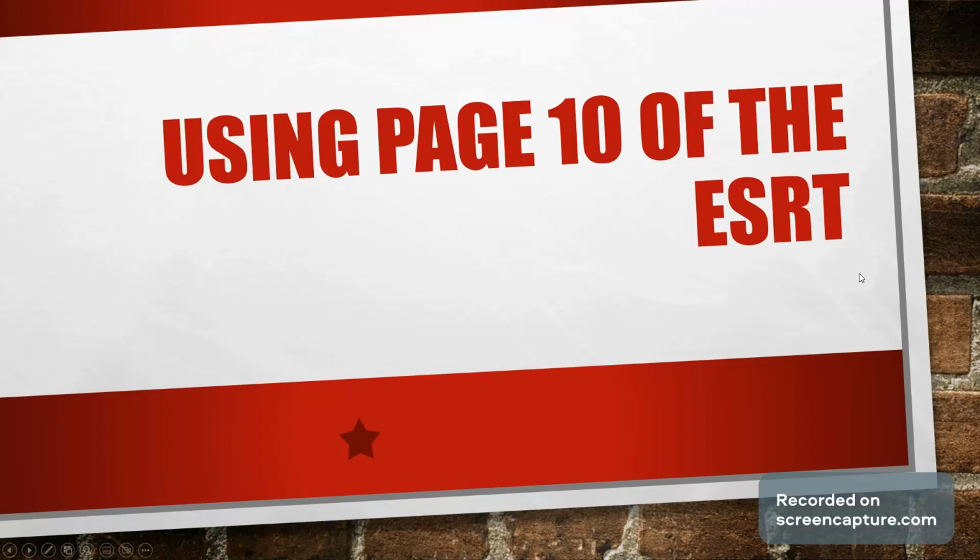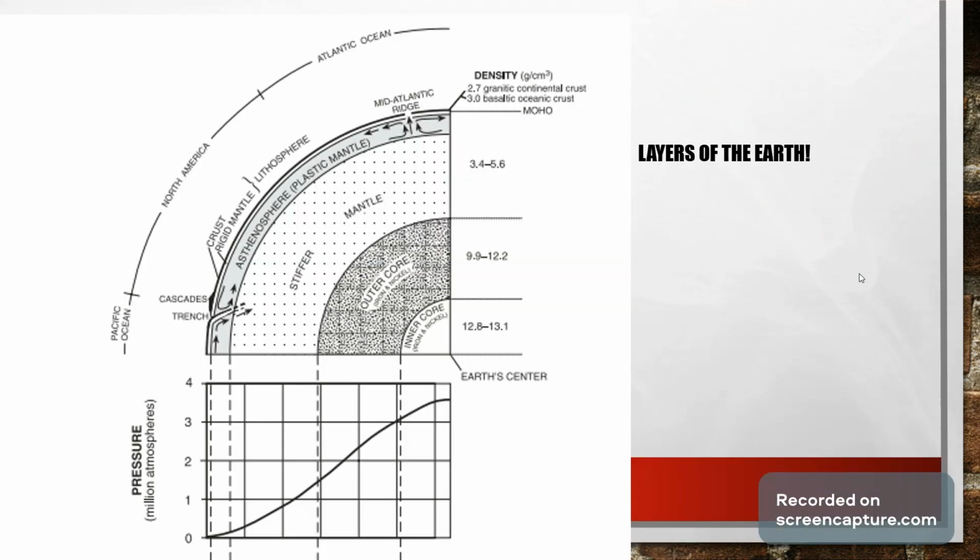All right, folks. So today we're going to talk about page 10 of the ESRT. This is the inside of the Earth diagram, and there is a ton going on. So to start off, we will have our four main layers of the Earth. We are going to have the crust.